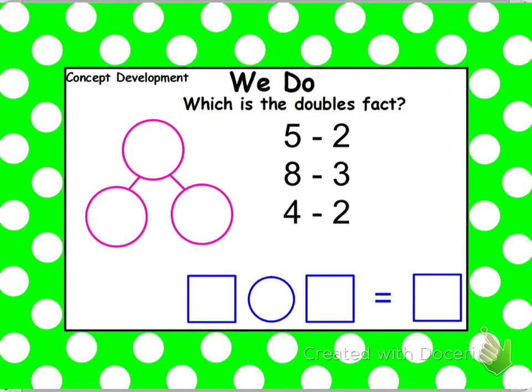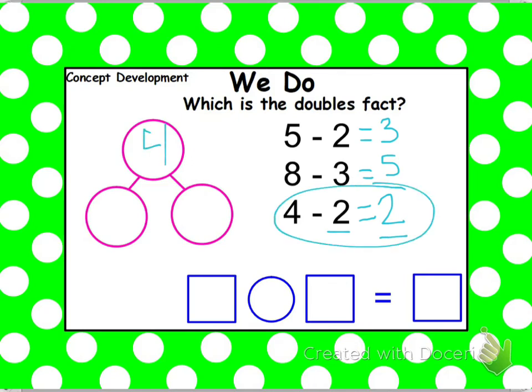All right, well, let's see. 5 minus 2 equals 3. 8 minus 3 equals 5. 4 minus 2 equals 2. Oh, well, look. 4 minus 2 equals 2. That is the doubles fact. So we know that 4 is our whole and 2 is our part. So what is our addition sentence? 2 plus 2 equals 4. Good.